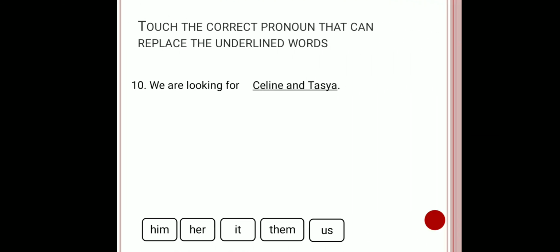We are looking for Celine and Tasia. So I have to use a pronoun to refer to two persons, right? So what should I put here? We are looking for. Excellent. We are looking for them.